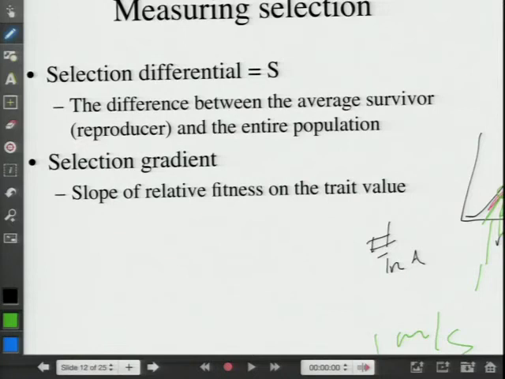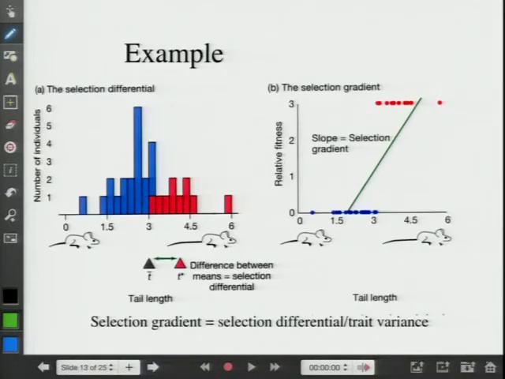It's called beta, but it's in these kinds of equations. So an alternative way to calculate selection gradient is the selection differential, S, divided by the trait variance, right? So selection differential is in meters per second or whatever, and the trait variance is in meters per second. So you get this unitless kind of thing. So here's an example with selecting for longer tails in mice. Right? Here's the whole population. Here's the average of the whole population. Here's the average of those that breed. It's that, and that difference is S. Okay?